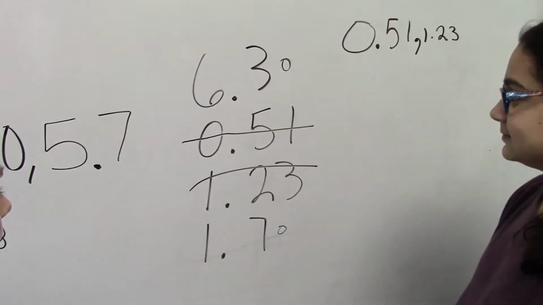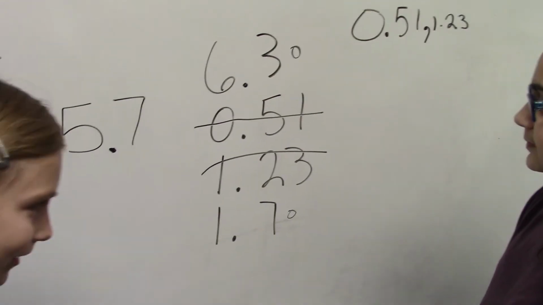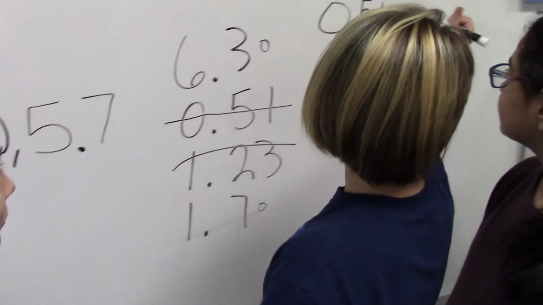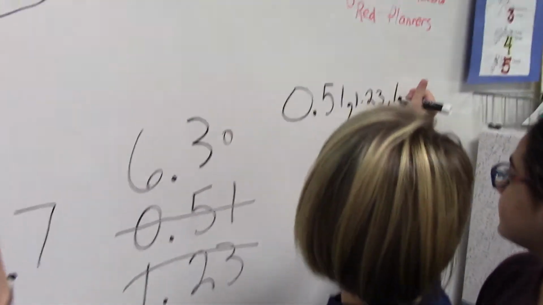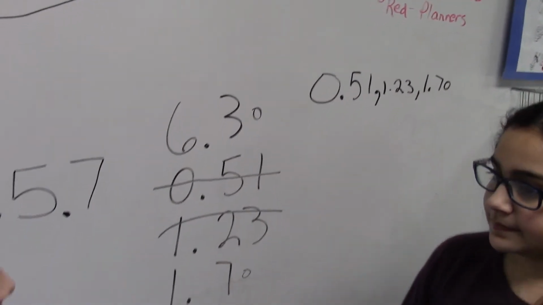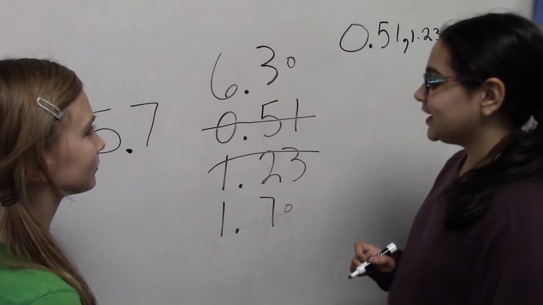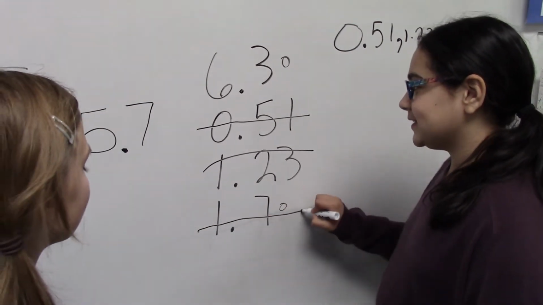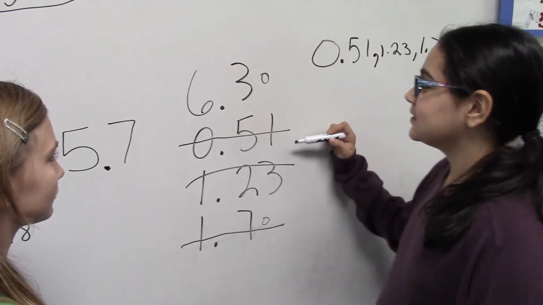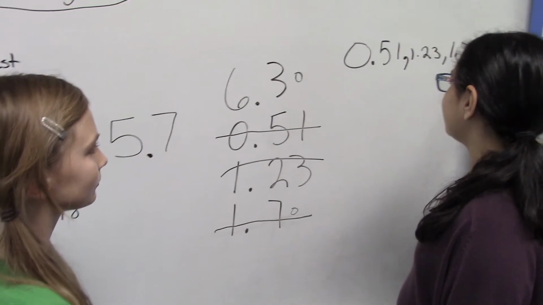And what do you do next? You look in the ones column to see which number is the smallest. And that is? 1.70. So that's going to be your next number. Then you cross out 1.7. Then you look at the largest number out of all of these. Obviously, it's 6.3. So that would be your greatest number.